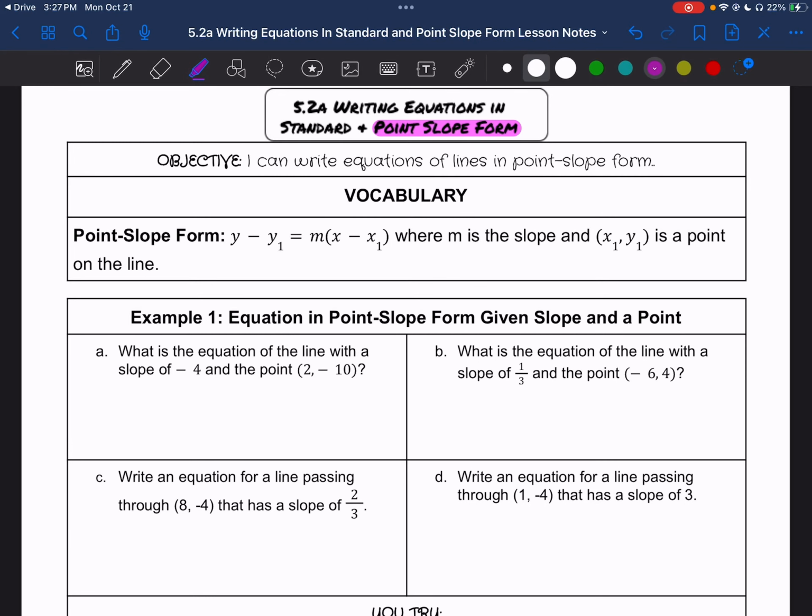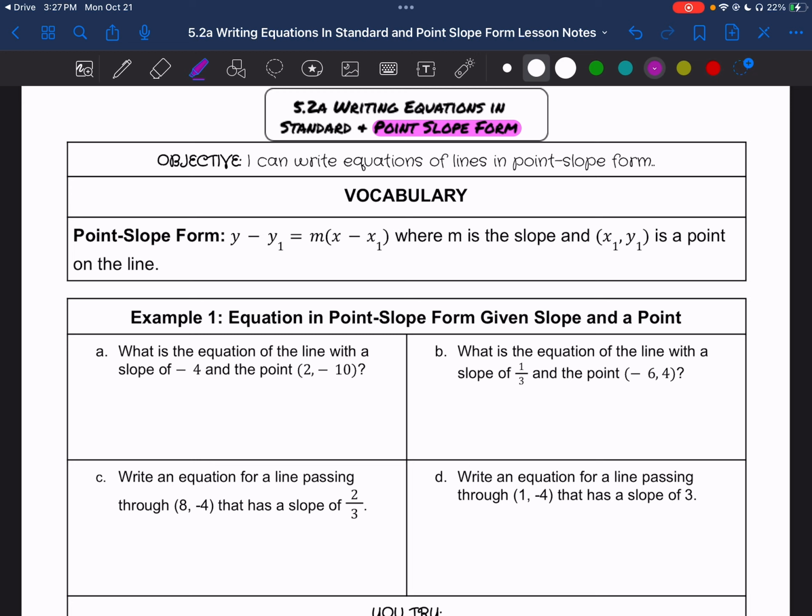Hello, and welcome to Lesson 5.2a, Writing Equations in Standard and Point-Slope Form. Today's lesson is going to focus on the second part of that, point-slope form. Our objective for the day is that I can write equations of lines in point-slope form.